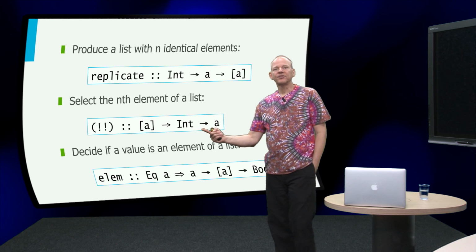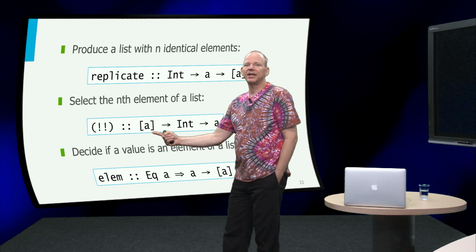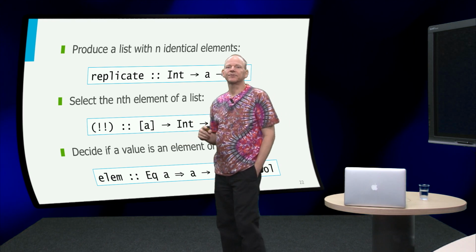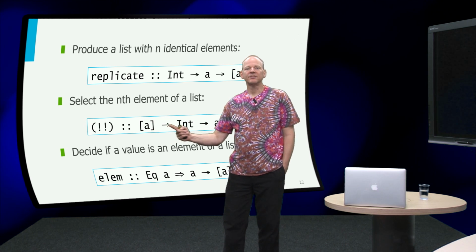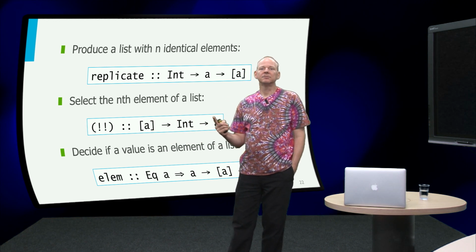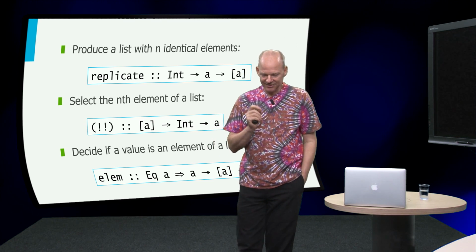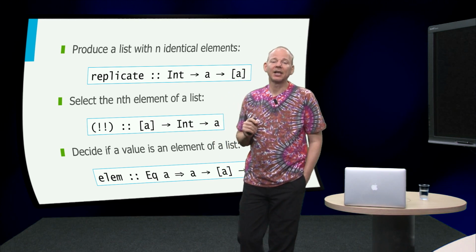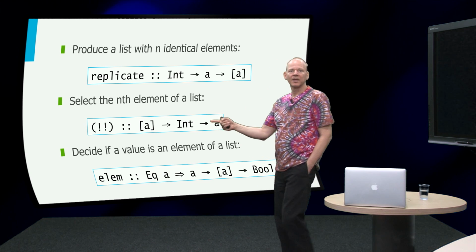Well, first thing is if we want to have the zeroth element of the list, well, that is the head of the list. All right, so if I have a list x cons xs, and this one is 0, then that's the element. So the first element of the list is the element at index 0. So that's a simple one.